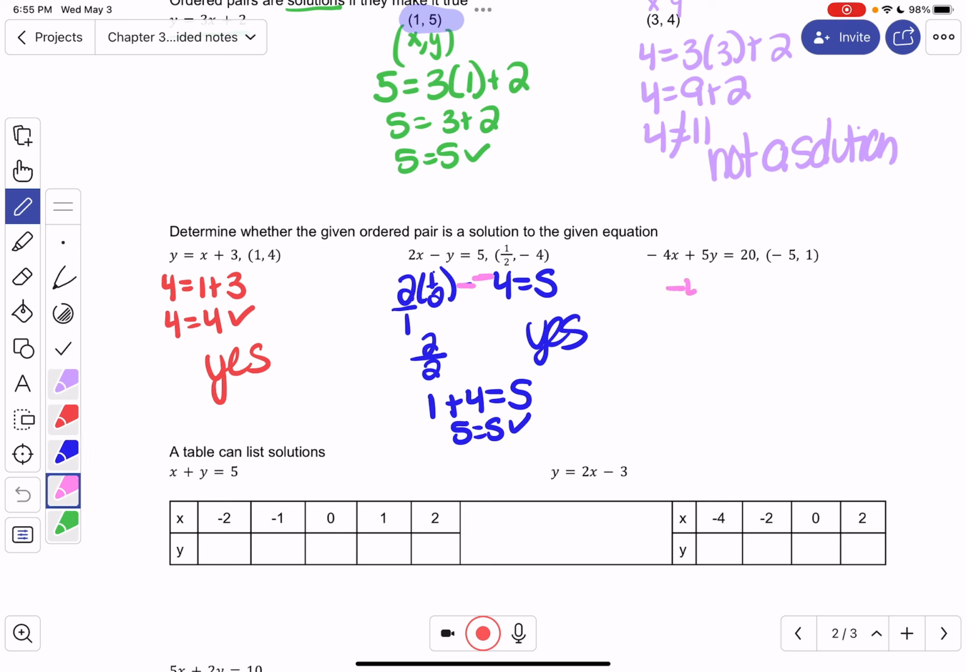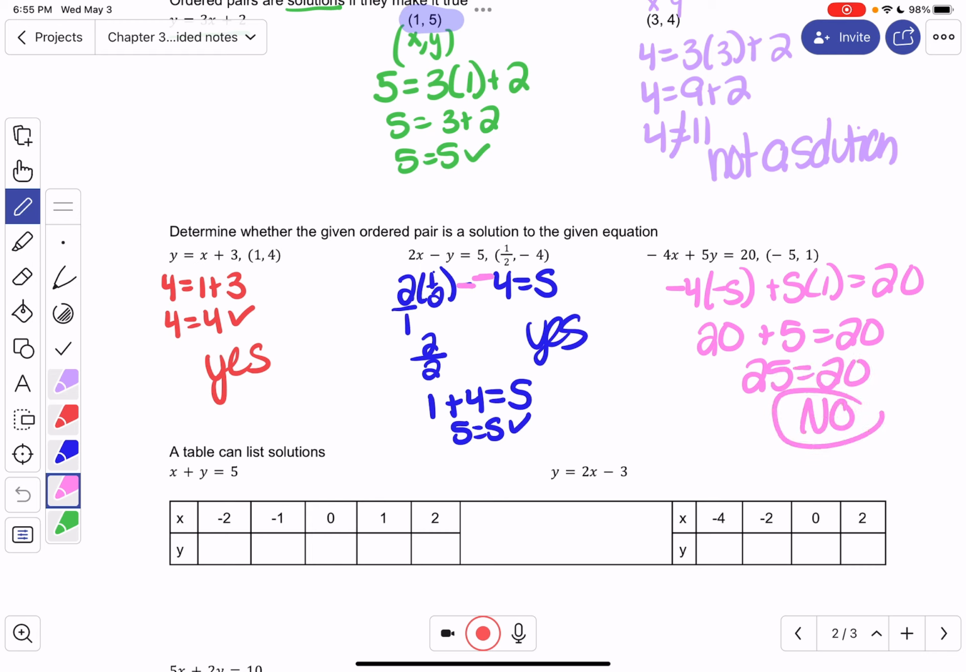Now the last one, -4 times -5 plus 5 times 1 equals 20. Negative times a negative is a positive. So 4 times 5 is 20. 5 times 1 is 5. 20 plus 5 is 25, which is not 20. So it's not a solution.